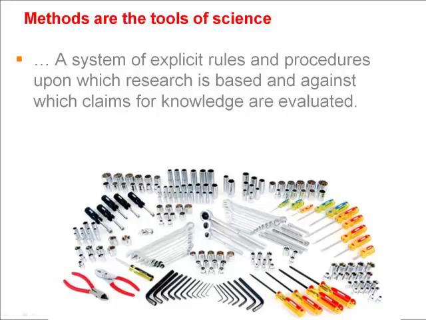I spent an entire semester talking about all the different methods, all the different techniques for obtaining scientific knowledge, but the reality is that a scientific method is a system of explicit rules and procedures upon which research is based and against which claims for knowledge are evaluated. In many respects, it is tentative, it's open, it's self-critical, it can be self-correcting. It involves explicit rules about communication, thus encouraging criticism and replication.